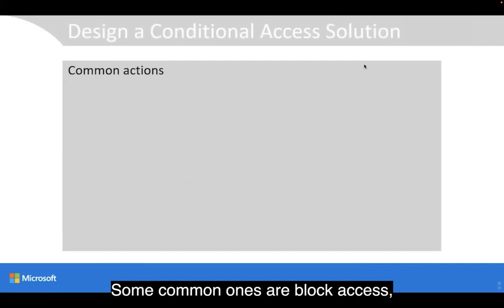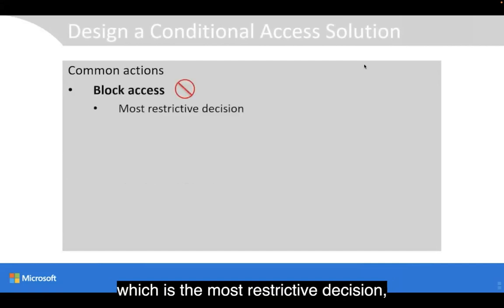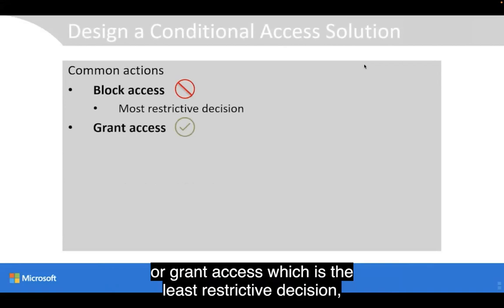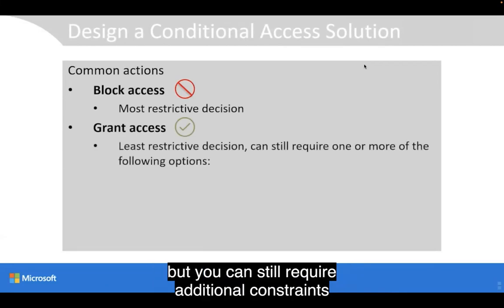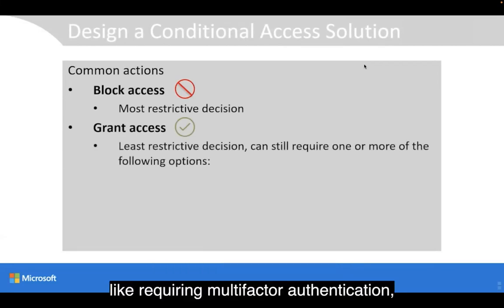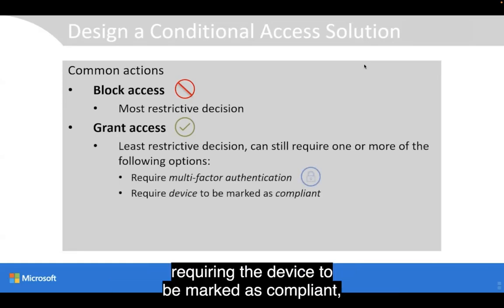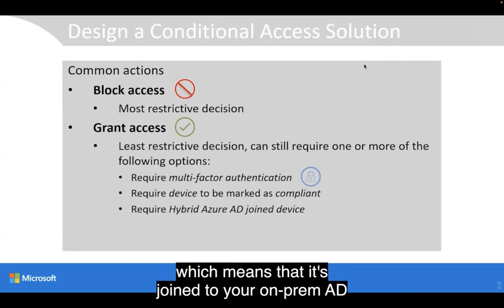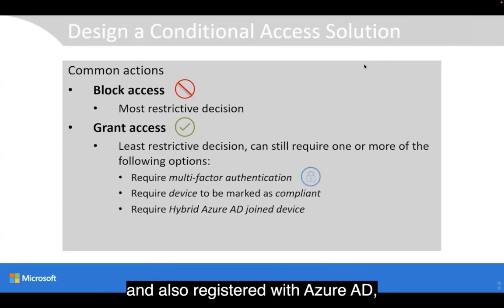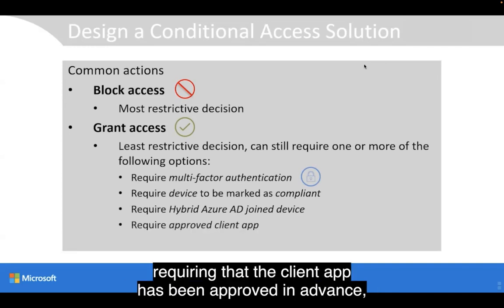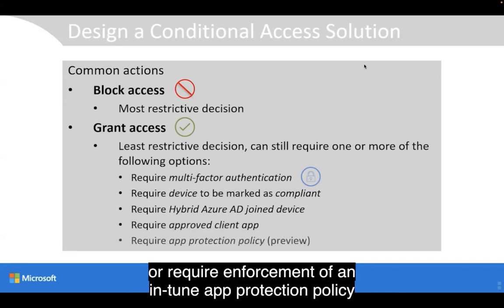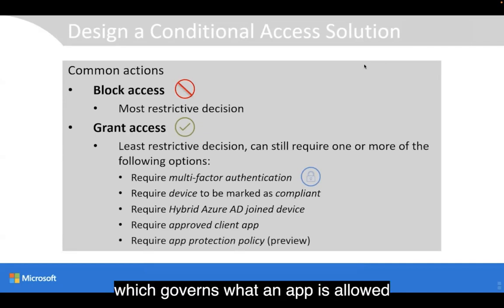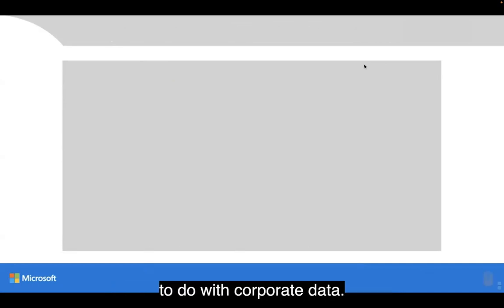Some common ones are block access, which is the most restrictive decision, or grant access, which is the least restrictive decision, but you can still require additional constraints, like requiring multi-factor authentication, requiring the device to be marked as compliant, requiring that the device be a hybrid Azure joined device, which means that it's joined to your on-prem AD and also registered with Azure AD, requiring that the client app has been approved in advance, or requiring enforcement of an Intune app protection policy, which governs what an app is allowed to do with corporate data.